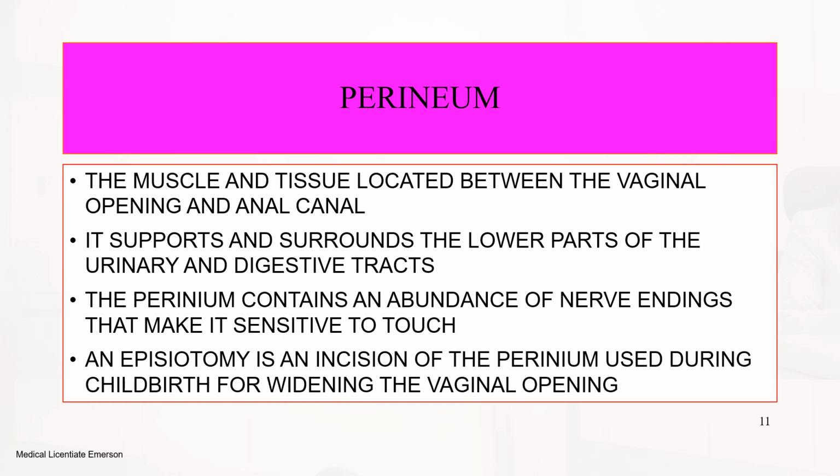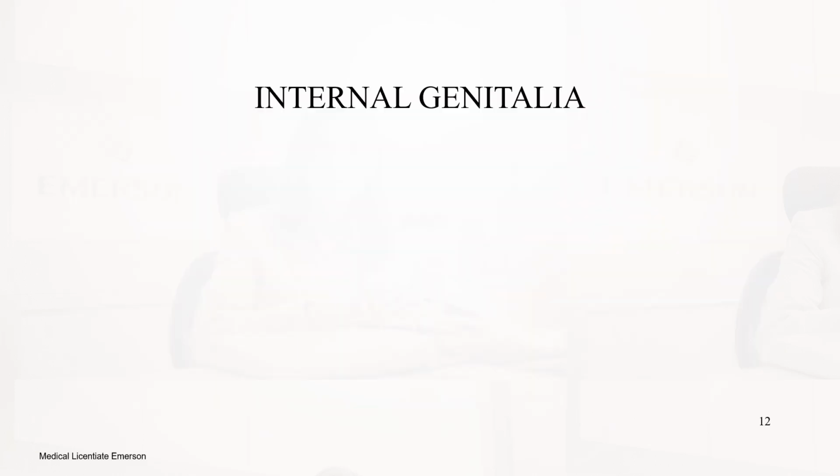Then an episiotomy is an incision of the perineum used during childbirth for widening of the vaginal opening. Of course, after an episiotomy you have to suture it back so that you retain, at least, the normal perineum. Okay, so that's some of the applied anatomy, and episiotomy is one of them. Okay, then let's go to the internal genitalia.